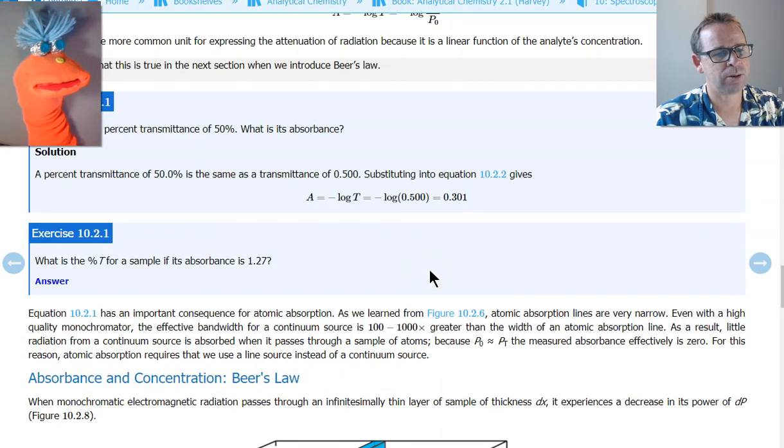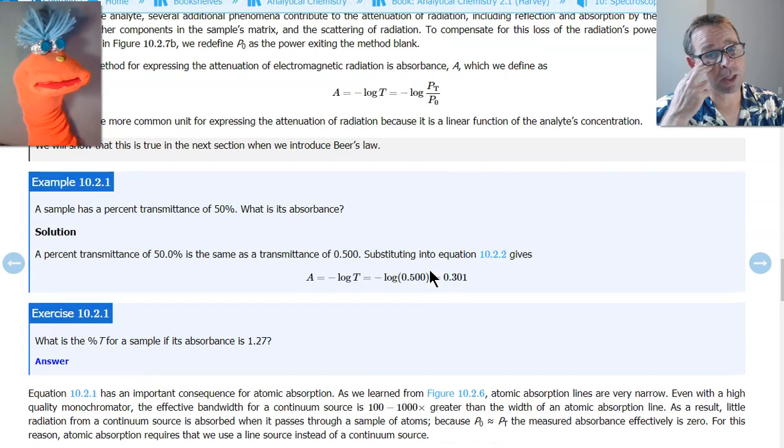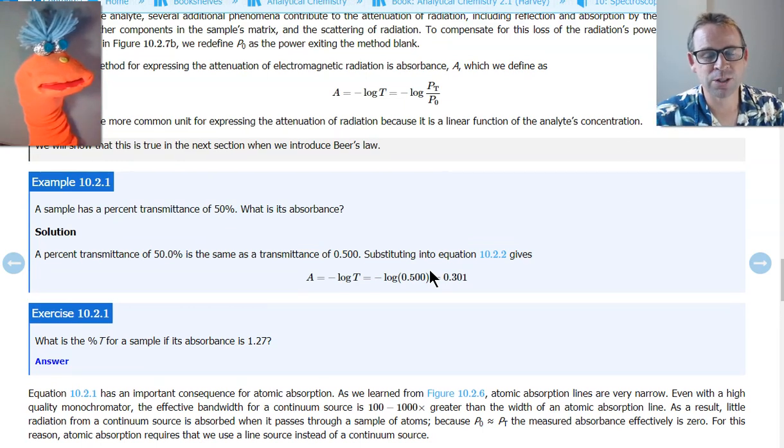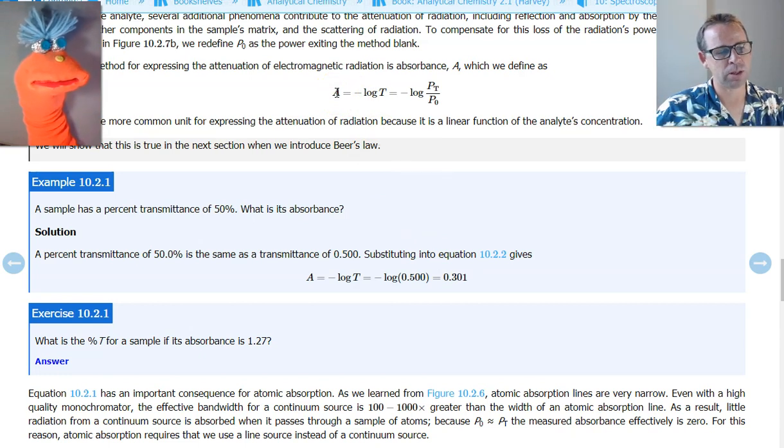Okay, very good. Now, one thing that I always want my students to remember is what percentage of light is absorbed if your absorbance value is 1. What percentage of light is absorbed if your absorbance value is 1? Now, we talked about that a while back. Do you remember? I think I do remember.